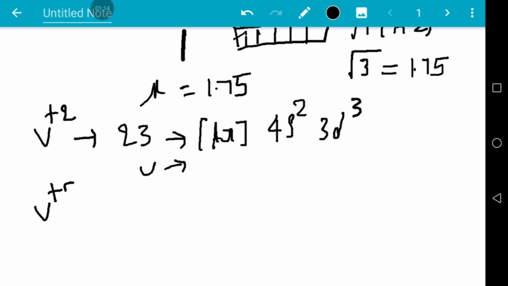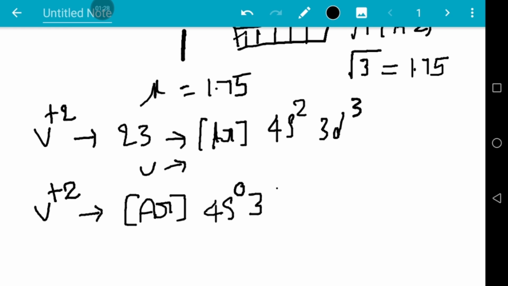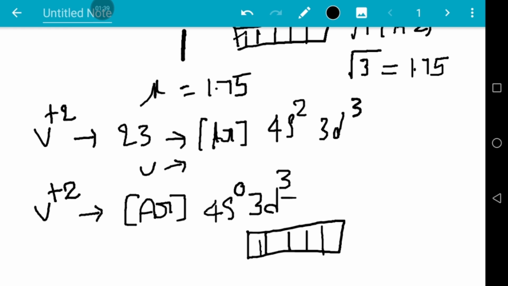Now we want vanadium plus 2, which means it loses 2 electrons. The 2 electrons are removed from the 4s orbital, so it is 4s0 and 3d3. In the 3d orbitals, totally 5 d orbitals are there. How many unpaired electrons? Three electrons are there, and according to Hund's rule we fill them singly, 1, 2 and 3. So n equals 3, and the mu value is nearly 3.75.